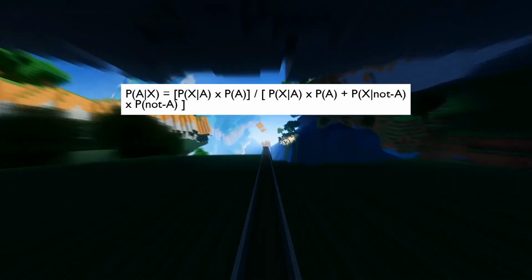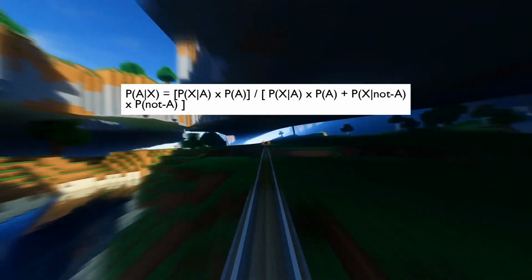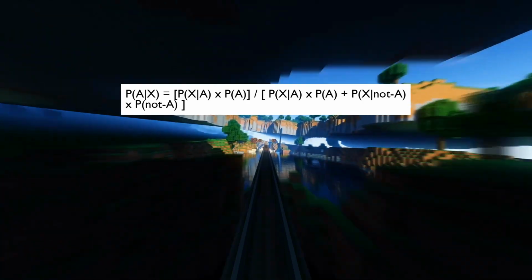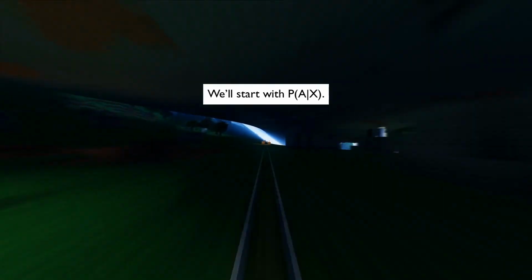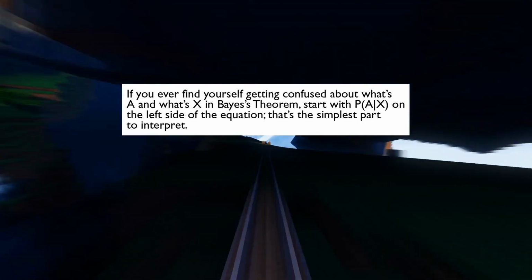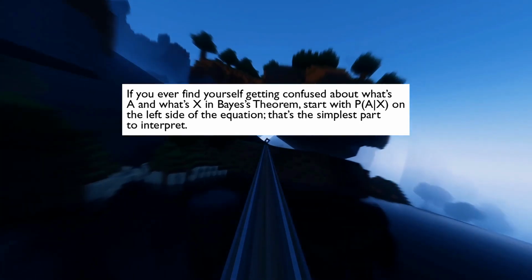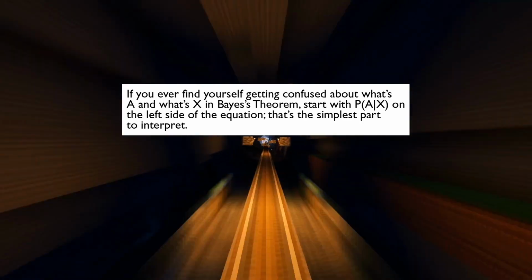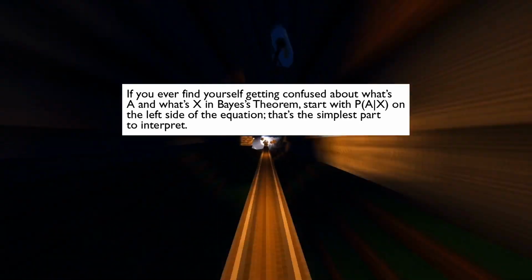P(A|X) = P(X|A)P(A) / [P(X|A)P(A) + P(X|~A)P(~A)]. We'll start with P(A|X). If you ever find yourself getting confused about what's A and what's X in Bayes' theorem, start with P(A|X), on the left side of the equation. That's the simplest part to interpret.